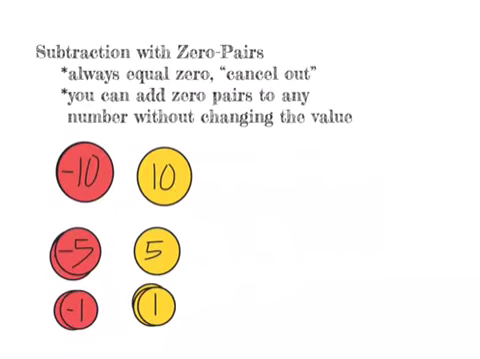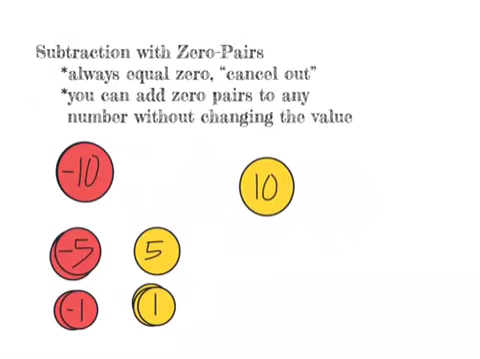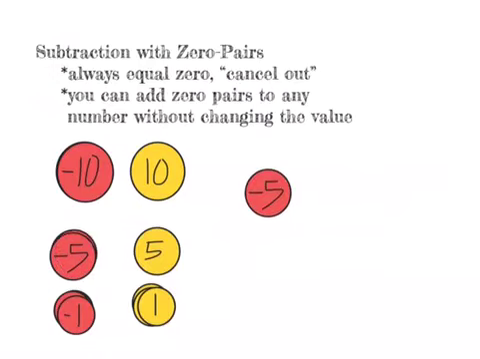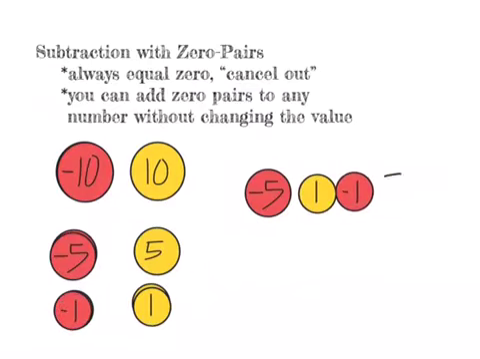And for the purposes of subtraction with zero pairs, what's really important to remember is that we can add zero pairs to any number without changing the value. And the reason why we can do that is because zero pairs equal 0. So let's say we have a positive 10, and I add a zero pair, which consists of a negative 1 and a positive 1. This value right here, all three of these counters, still only equals 10 because these two zero pairs cancel out. And it would work the same if we started with a negative integer. So if we had a negative 5 and we added a zero pair, this value here still only equals negative 5 because this zero pair cancels out because it equals 0.